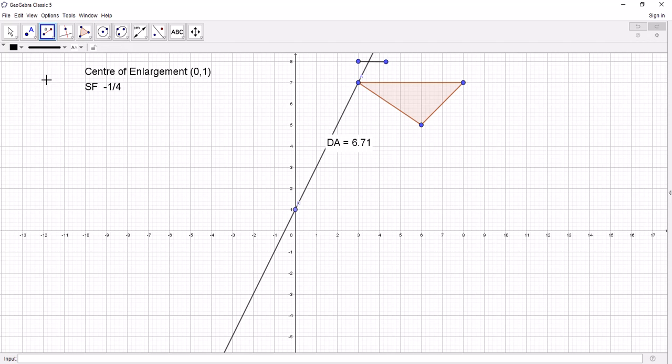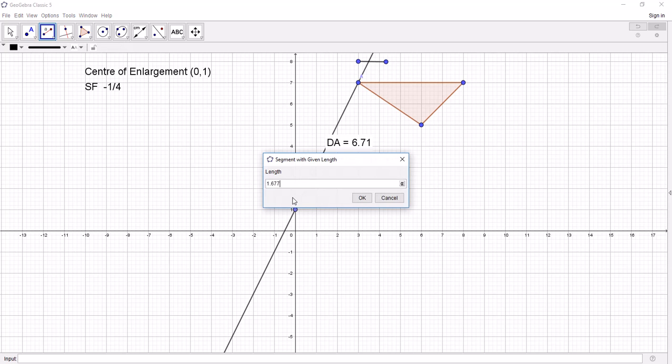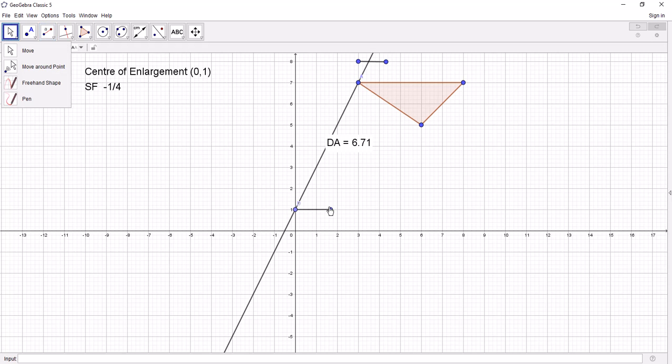So let's create that from here: 1.6775. This is exactly 1/4 of the normal distance between here and here. I'm just going to try and get it to move. There we go. Okay, so line them up.